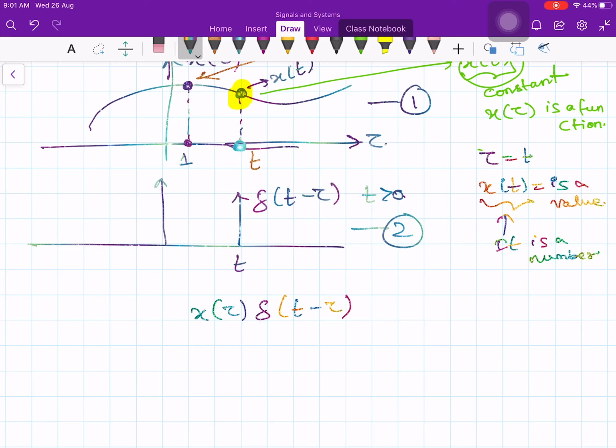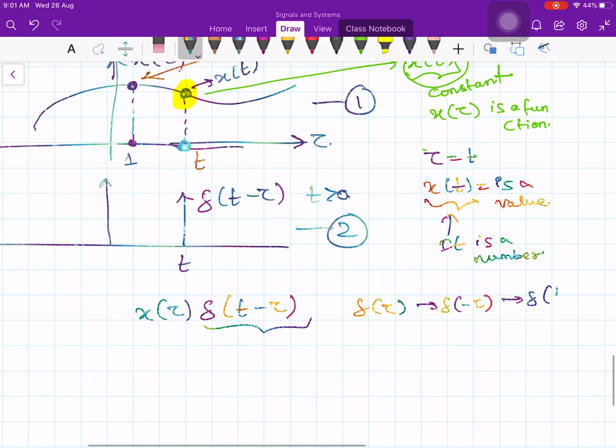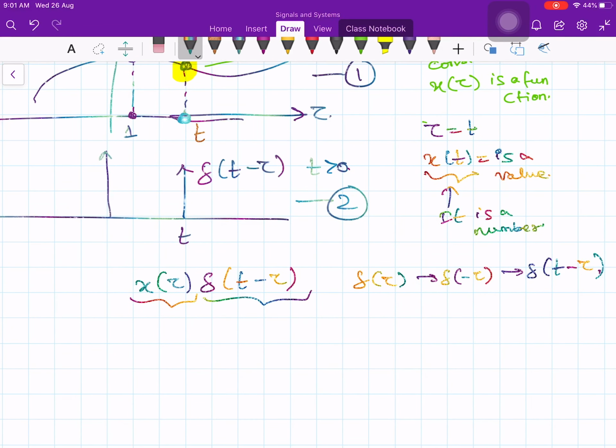You first fold the signal, del of tau to del of minus tau, and from there you shift by t samples to get del of t minus tau, and then multiply this del of t minus tau with x of tau. If you multiply these two, again let me write down, x of tau del of t minus tau is equal to x of t, the same function, times the delta function del of t minus tau. Recall this property from your impulse function from the previous lectures.